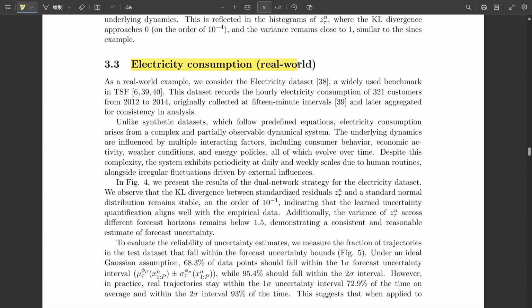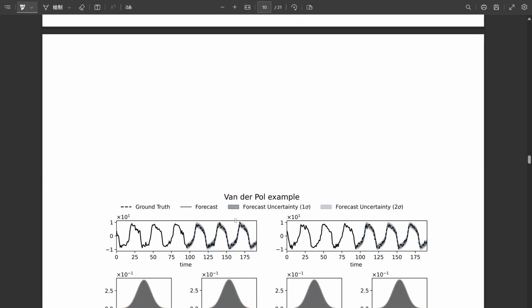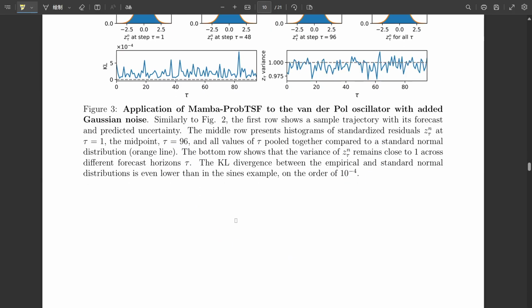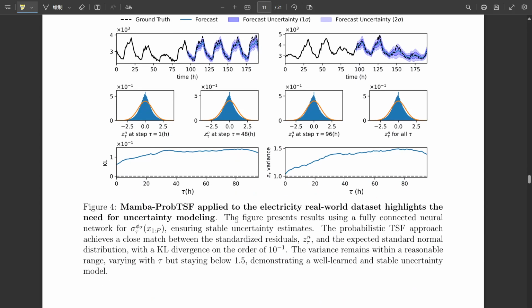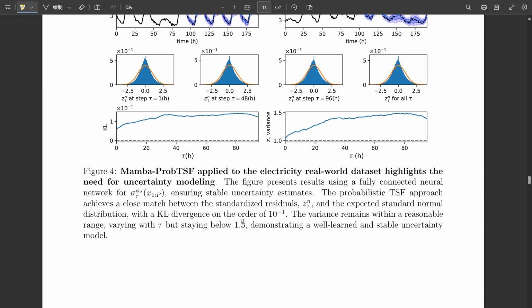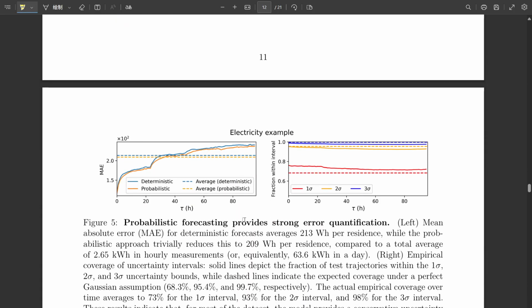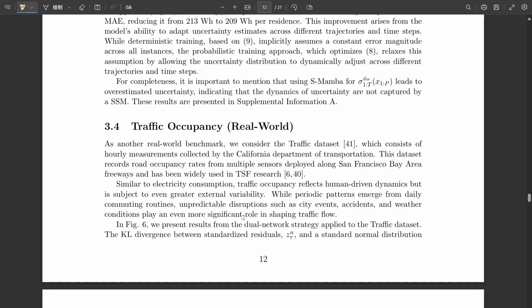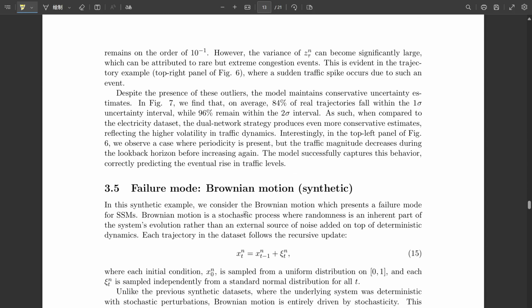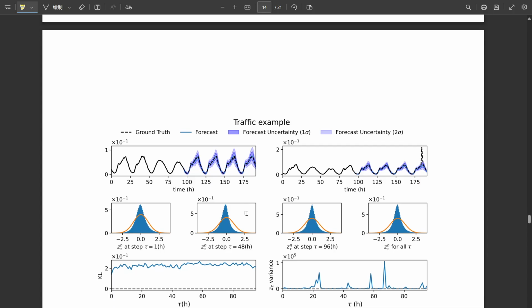How did Mamba-ProbTSF actually do when they ran it on the data from the sources? Let's start with the synthetic datasets, the ones where they knew the rules. Yeah, they tested it on data generated from sums of sine waves plus known Gaussian noise, and also a nonlinear system called the Van der Pol oscillator, again with added Gaussian noise. So basically, data designed to perfectly fit the model's assumptions: a deterministic process plus Gaussian noise.